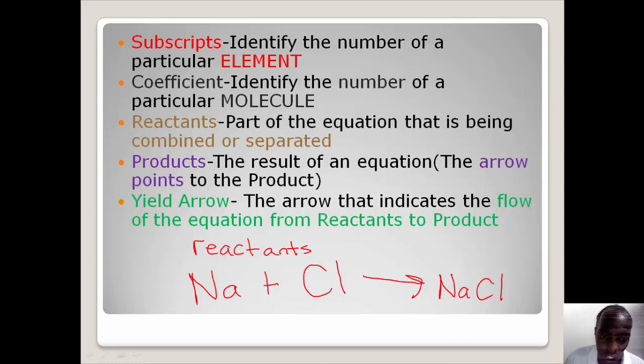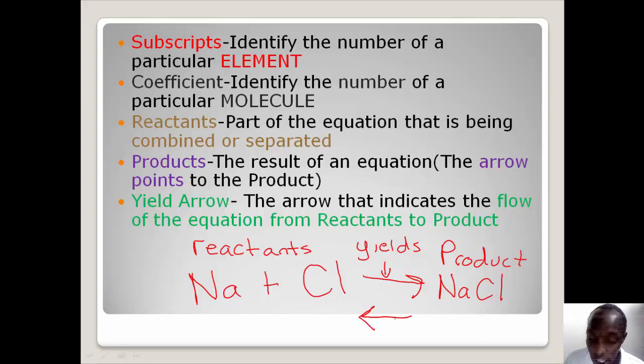And if that's the reactant, then the end result is the product, and the arrow will always point to the product. The arrow will point you to the product. This arrow right here is known as the yield arrow, and it tells you the flow of an equation. It should go from reactants to products, no matter what. The arrow will show you the flow of the equation from reactants to product, whether the arrow points that way or this way. If the arrow points this way, this side then becomes the reactants, and this side then becomes the product.